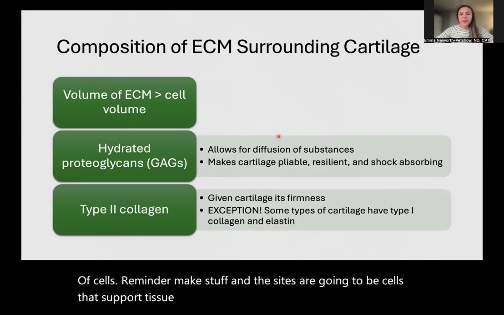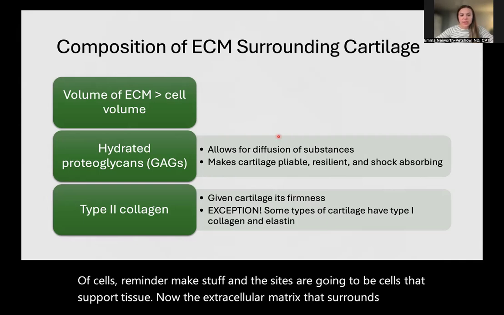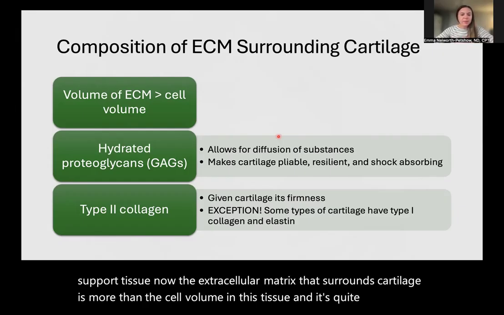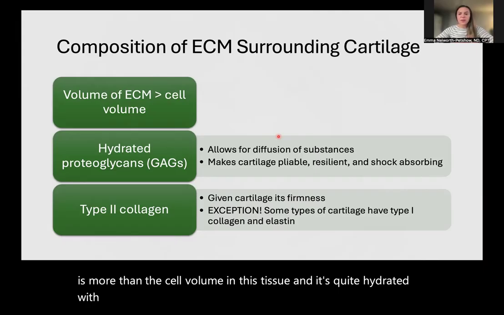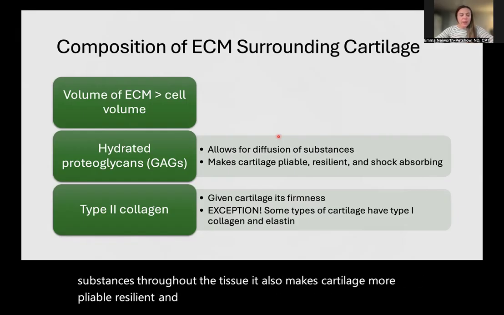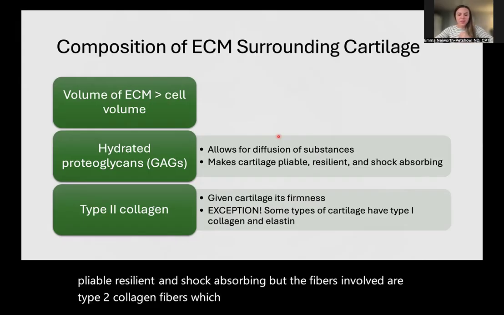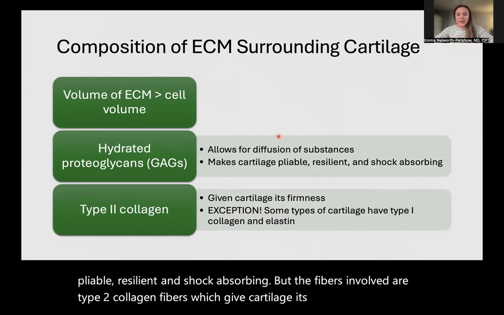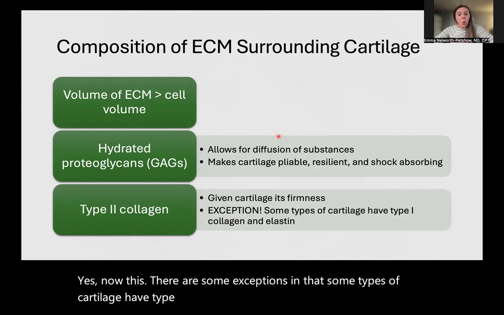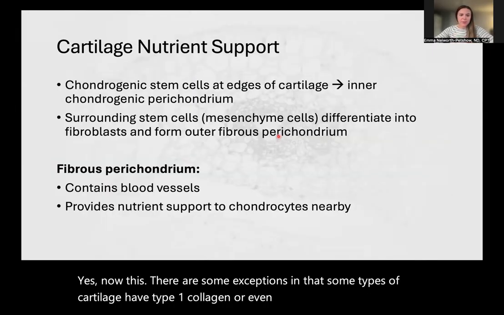Now, the extracellular matrix that surrounds cartilage is more than the cell volume in this tissue, and it's quite hydrated with glycosaminoglycans. This allows for diffusion of substances throughout the tissue. It also makes cartilage more pliable, resilient, and shock absorbing. But the fibers involved are type 2 collagen fibers, which give cartilage its firmness. Now, there are some exceptions in that some types of cartilage have type 1 collagen or even elastin in them.